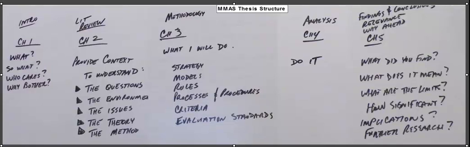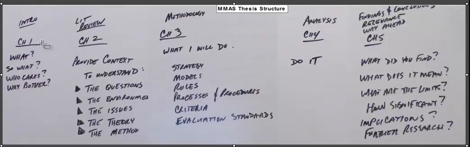I want to just do a quick summary of the MMAS thesis structure to ensure you understand how this thing fits together. We've got five chapters: introduction, lit review, methodology, analysis, and then findings and conclusions.